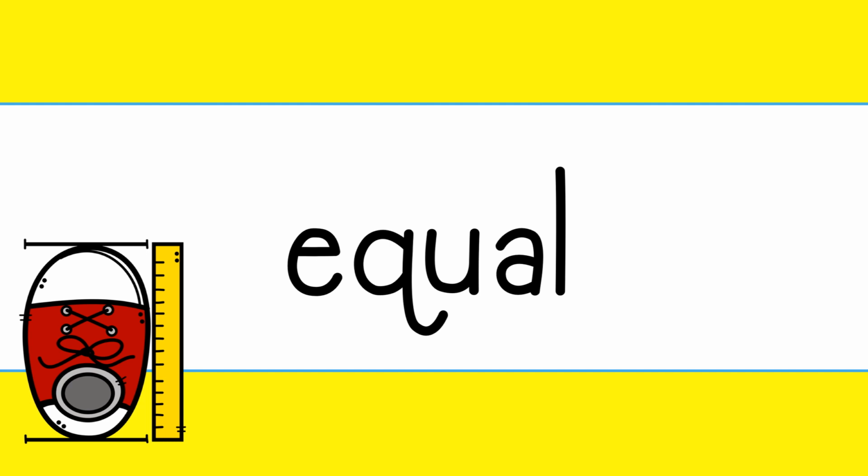Oh, here's that word equal. We talk about equal all the time. It's a really important word in maths, isn't it? We know about equal because we talk about the equal sign. Who remembers what equals mean? That's right, the same amount as. So you can see here that there's a shoe and there's a ruler, and they are the same length. They are equal.